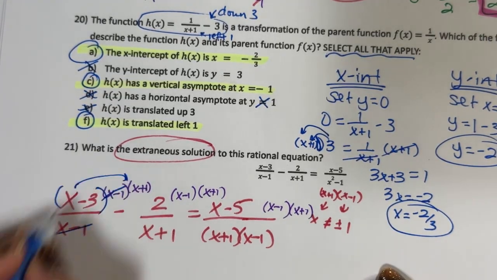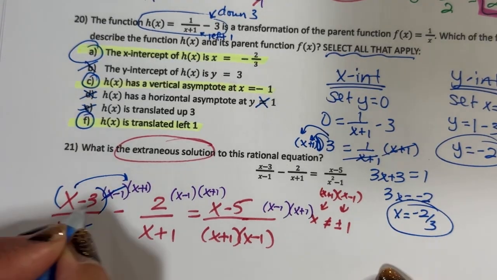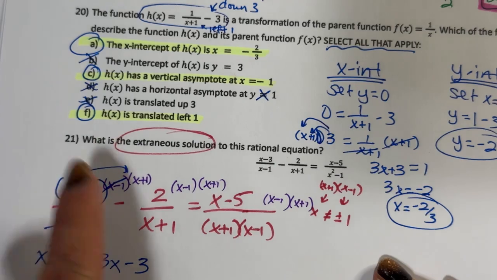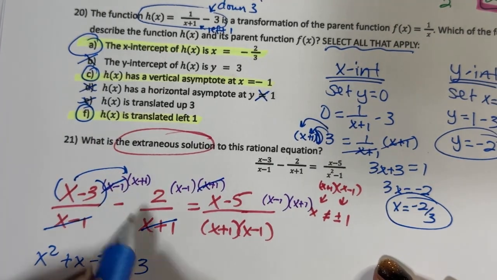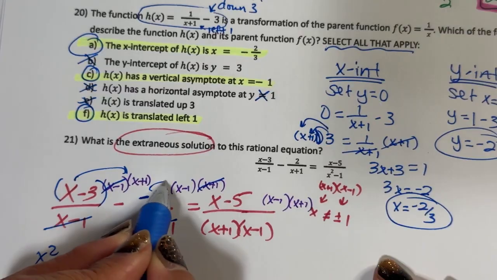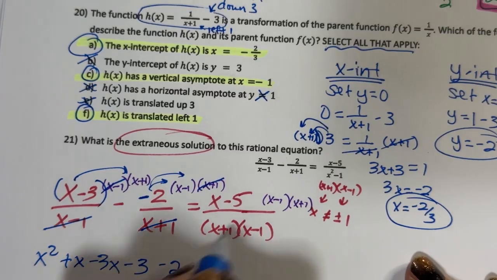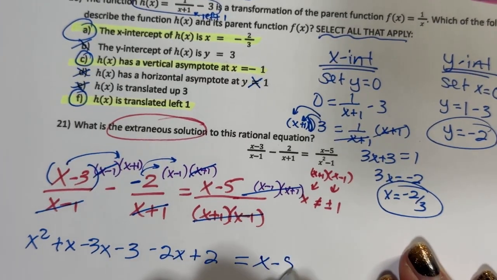So let's see, x times x is x squared. X times 1 is an x. -3 times x is a -3x. And -3 times 1 is a -3. Okay, so that's just that first term. Here, the x plus 1s cancel. And that's not just a 2, that's a -2 that we have to distribute. So that would be a -2x, and then negative times negative is positive, so +2. These all cancel, so then all we have left on the right of that equals is x minus 5.